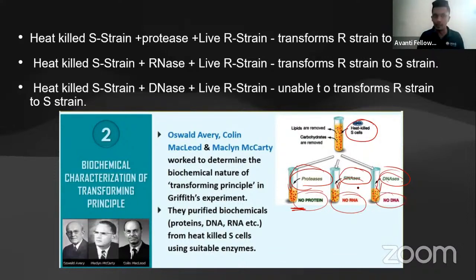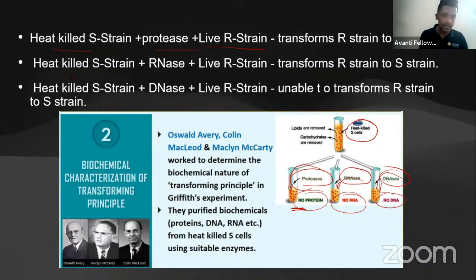Three different test tubes. Test tube 1, what is that? Heat-killed smooth strain plus proteases, and then they mix it up with the live R strain. When they mix it up with the live R strain, now what happens? Transformation of R strain to S strain happens. Why? What is transformed here? DNA is transferred, so destruction of protein will not matter.